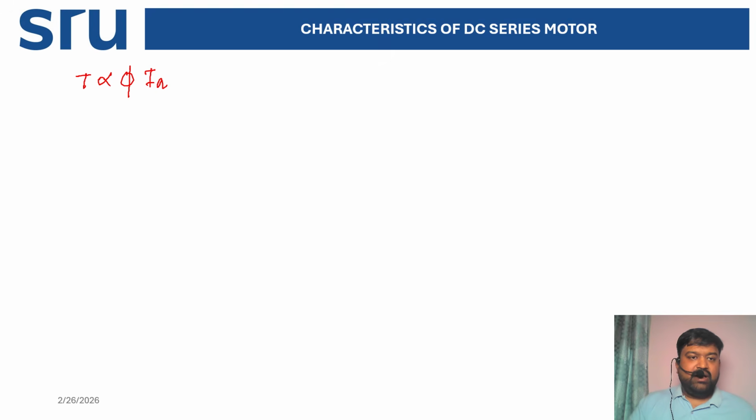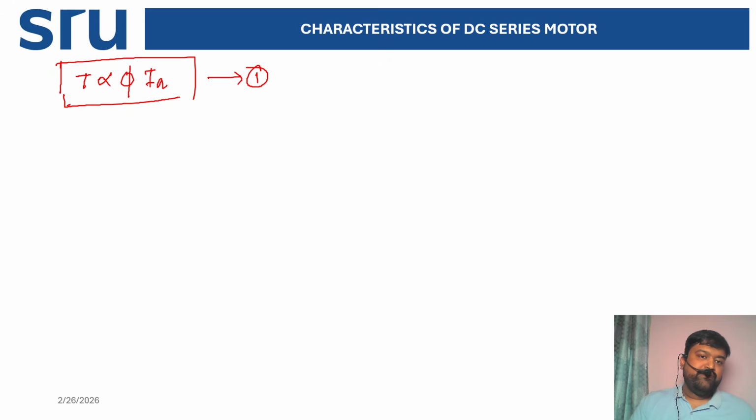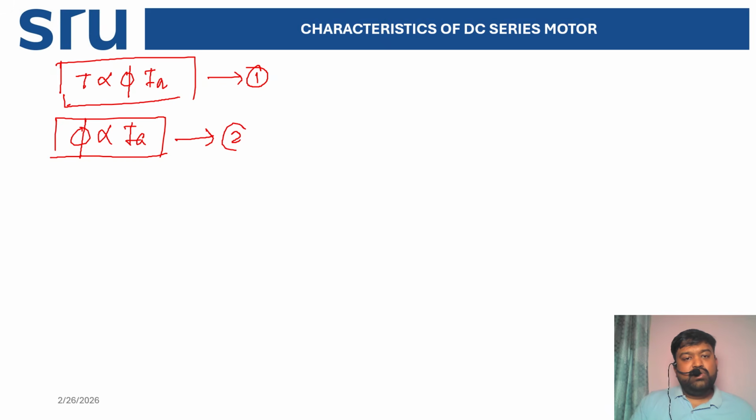But what will happen when we are discussing the series motor? One relation is there that we can put, this is your equation 1, because otherwise you will get confused. Right? This is your equation 1. And in the series motor, flux is directly proportional to the armature current. This is your equation 2. Now if your flux is directly proportional to the armature current, can I say that another equation you can derive: torque is directly proportional to your Ia square, right?